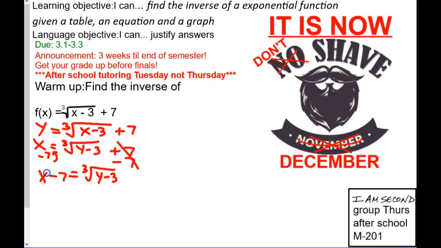So, is everyone looking right here? Cube root, the opposite is a cube. So I take the whole thing on the left, cube it, the whole thing on the right, cube it. So when I cube root and cube, when those cancel out, now I have x minus 7 cubed equals y minus 3.